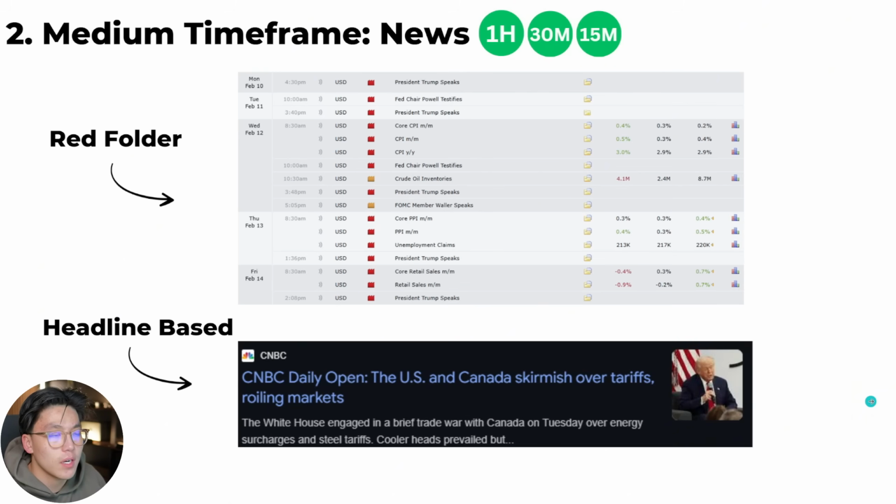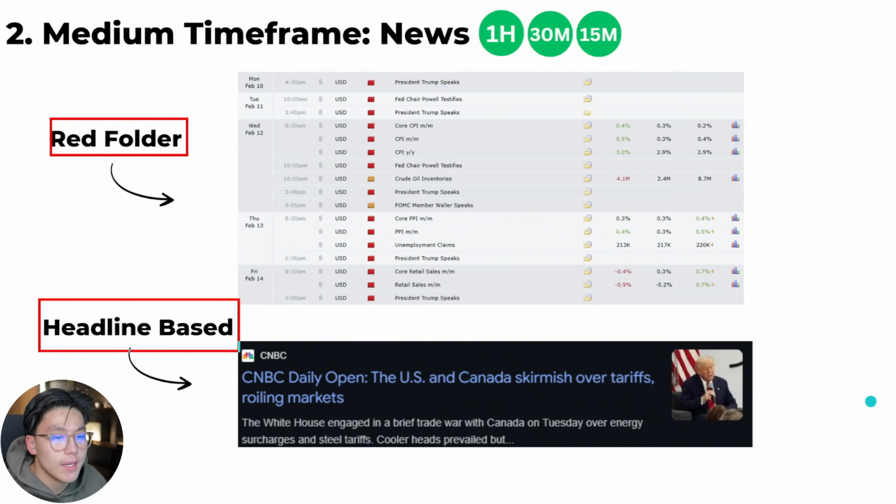So the next slide right here, what I have is news. And what it's really broken down into is red folder news and headline-based news as well. So the majority of the time what you want to pay attention to is just red folder news. In this market, you actually have to be very cautious of headline-based news as well, because Trump or anyone else can tweet out something and will have the markets moving crazy volatile one way or the other.